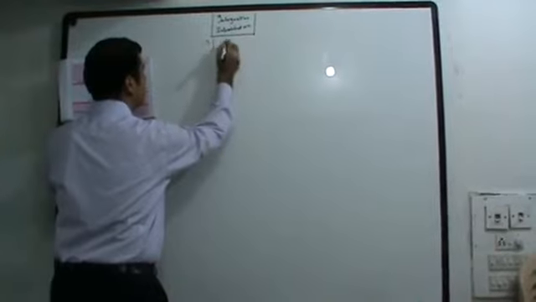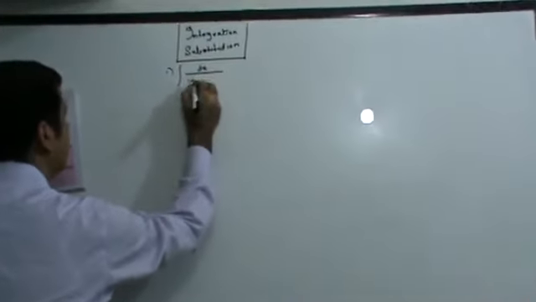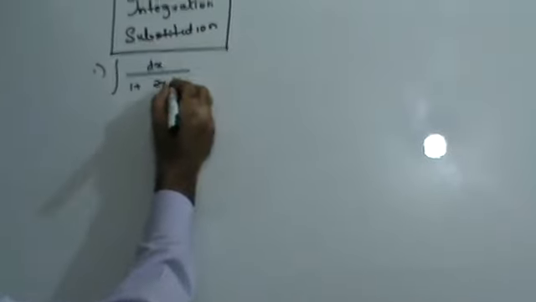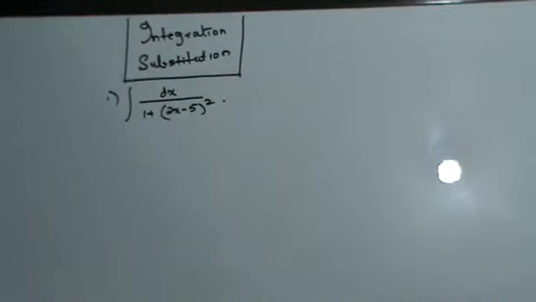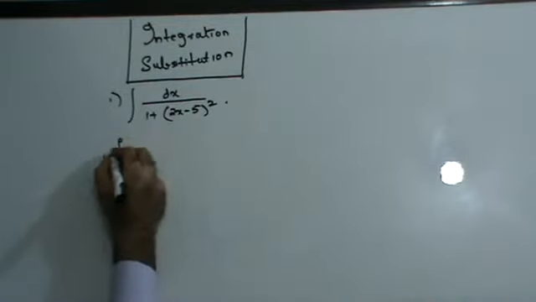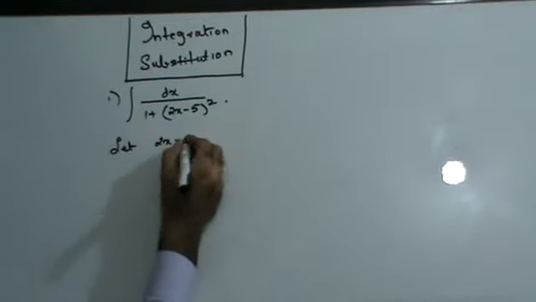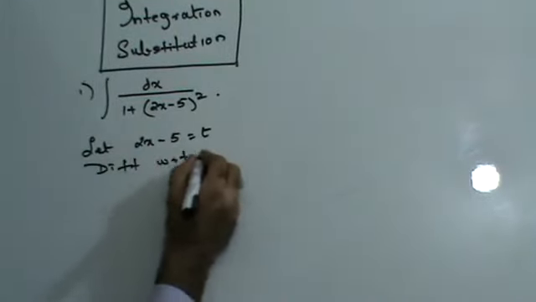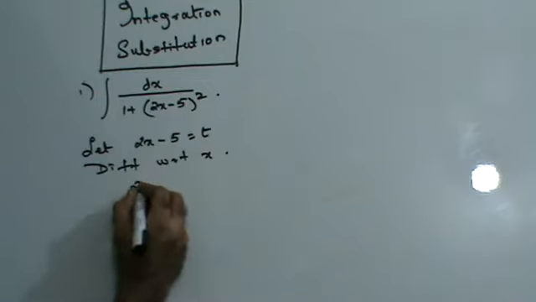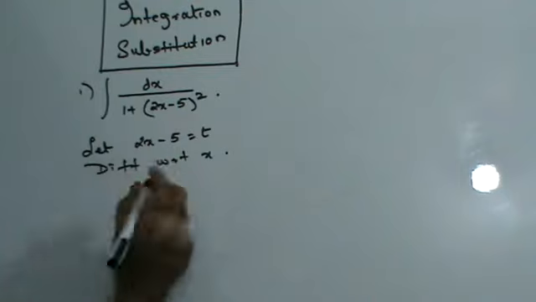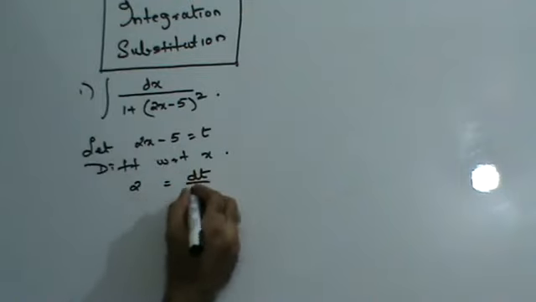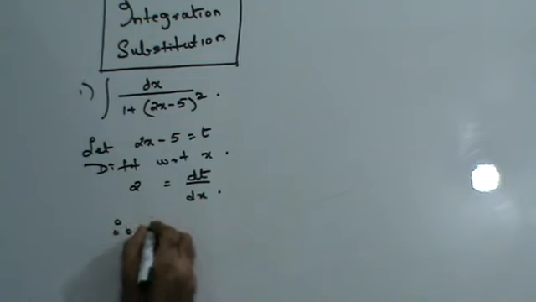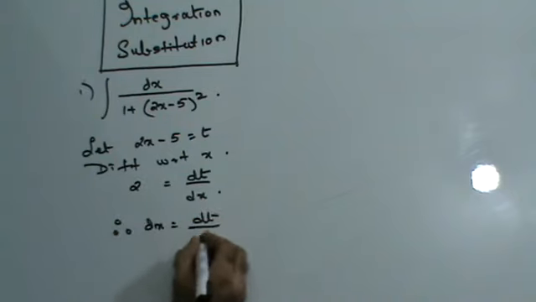Integral of dx upon 1 plus (2x minus 5) the whole square. Now let's see this. Since we do not have a formula for this, let us assume that 2x minus 5 is equal to t. Differentiate with respect to x. If I differentiate with respect to x, I will get 2. d by dx of x is 1, d by dx of constant is 0, is dt by dx. Therefore, I can say that dx is dt upon 2.